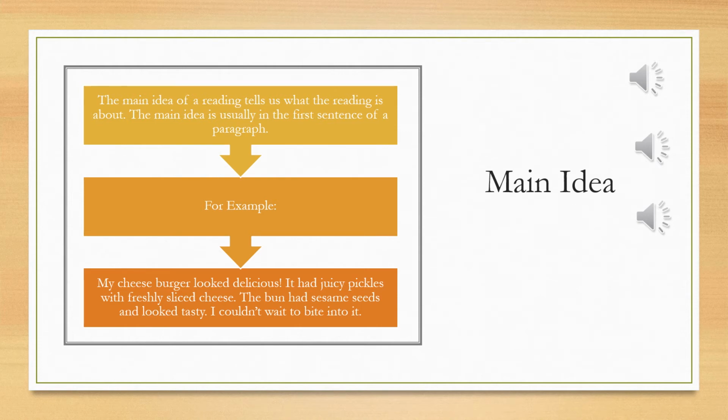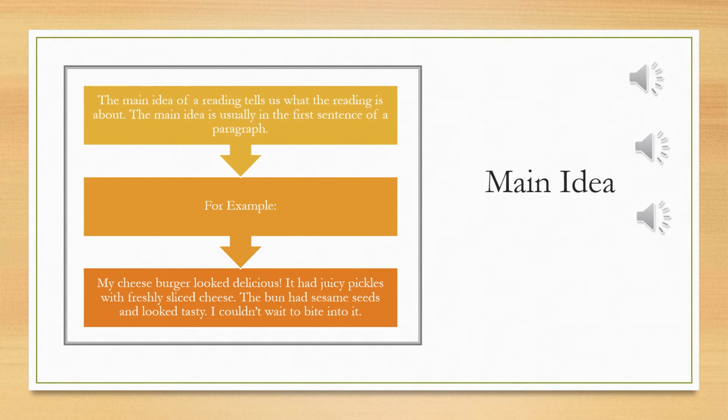Okay students, the second topic of our learning outcomes is the main idea. What do you think? What is the main idea? Like, how do you conclude the main idea from the text? Let's read and find out. The main idea of a reading tells us what the reading is about.